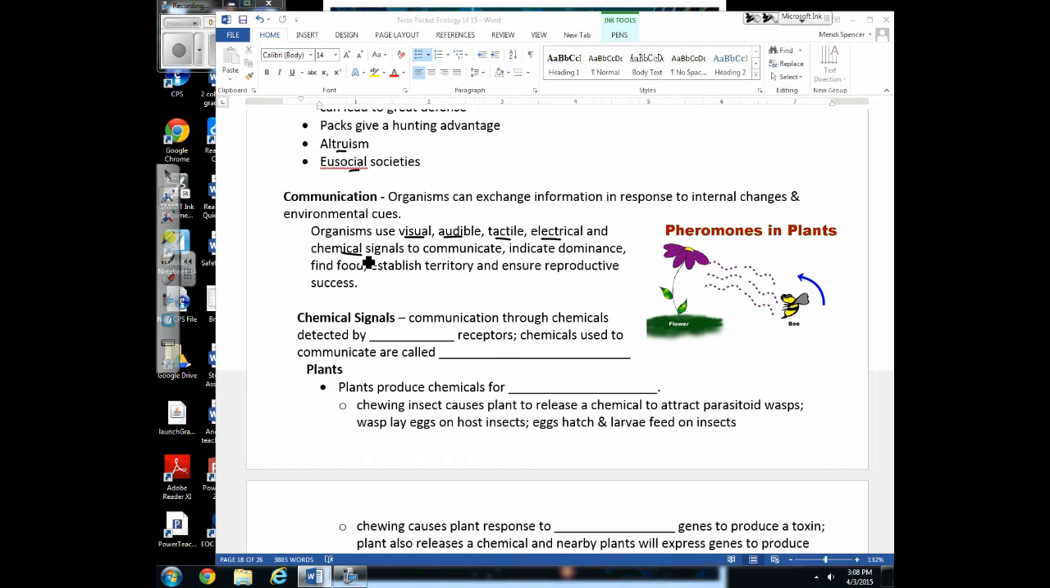Now, in order to communicate through chemical signals, so that's the first one we're going to look at, organisms have to have chemoreceptors. So we're just talking about receptor proteins in a cell membrane that certain chemicals can bind to. For example, we have chemoreceptors in our nose. Whenever different chemicals bind to those chemoreceptors, it activates an impulse, and that impulse is sent via nerves to your brain, and your brain can decipher what it is that you're experiencing. Now, any chemicals that are used to communicate are called pheromones.